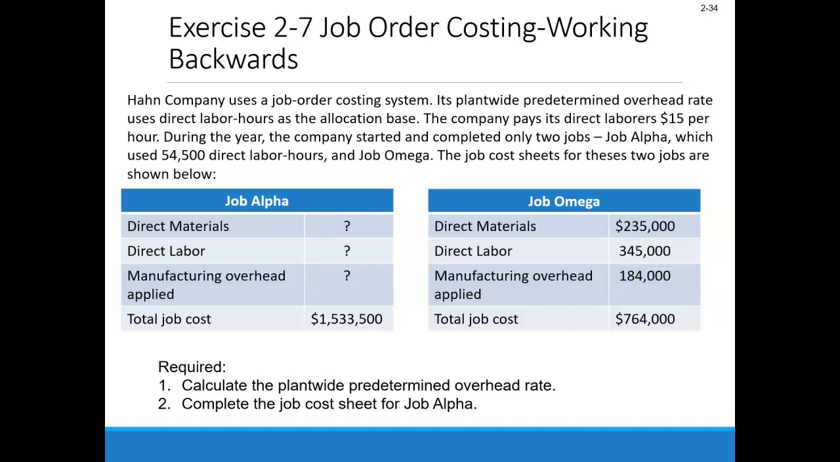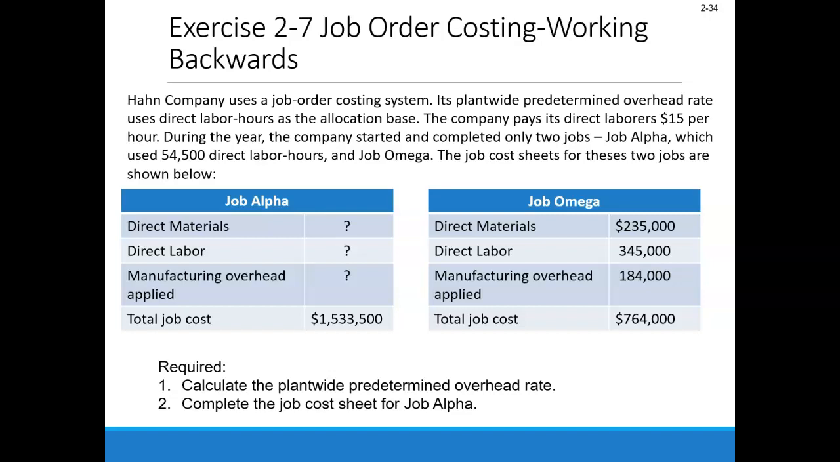Now let's see it happening backwards. Han Company uses a job order costing system. Its plant-wide predetermined overhead rate uses direct labor hours as the allocation base, and the company pays its direct laborers $15 per hour. During the year, the company started and completed only 2 jobs. Job Alpha, which used 54,500 direct labor hours, and Job Omega. The job cost sheets for these 2 jobs are shown below.